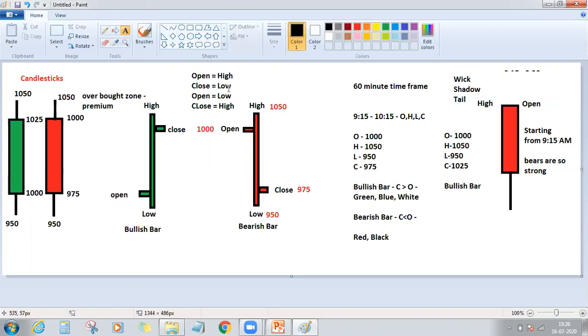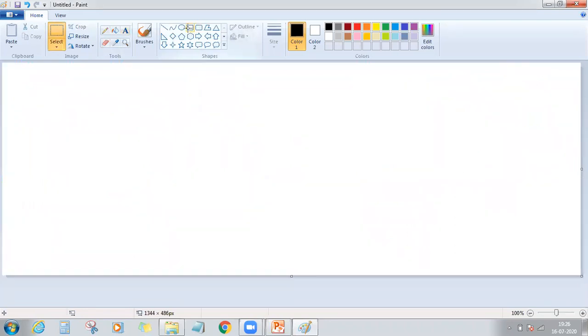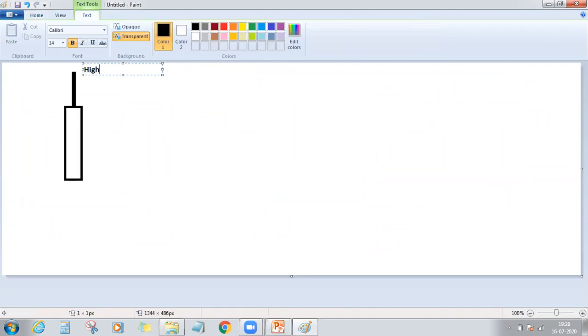Now the other scenario is close is equal to low. Let me clear everything here, then we'll draw a new one. So close is equal to low. This time you have an upper shadow, but there is no lower shadow. So this is your high price, this is your open, this is your low, and this is your close price as well.